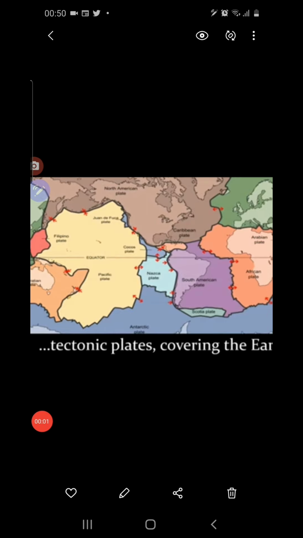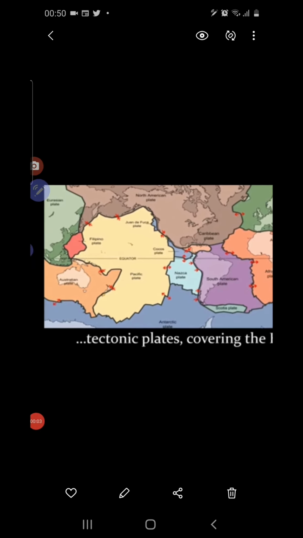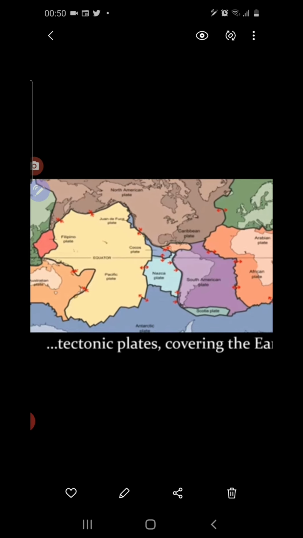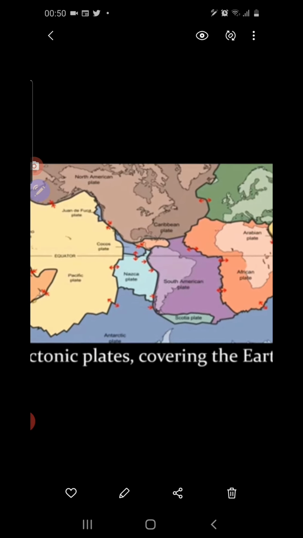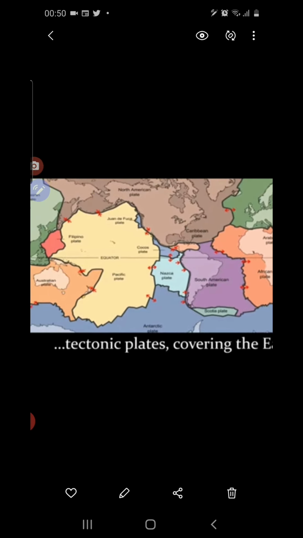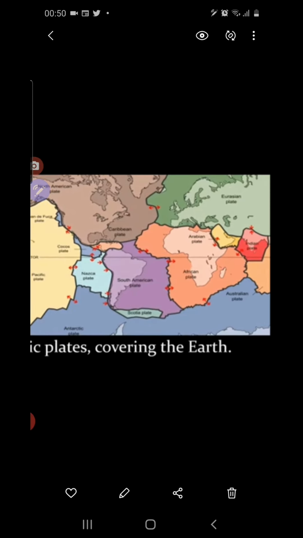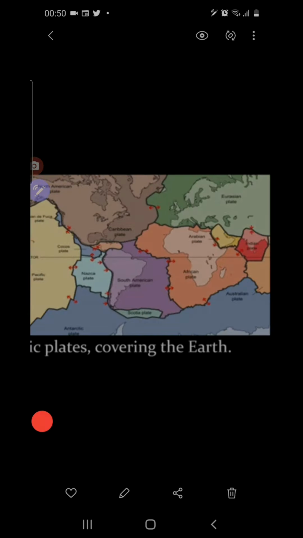Children, before starting the topic of earthquakes, we should know some important and interesting facts. Which are those facts? You know that the earth's crust is divided into several tectonic plates. You can see those plates here. The scientists say that these tectonic plates are moving. How are these tectonic plates moving? Let's see.